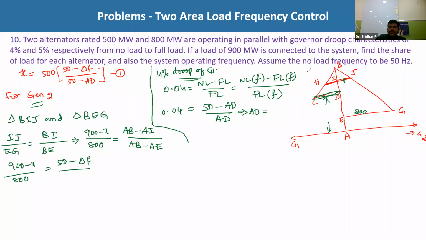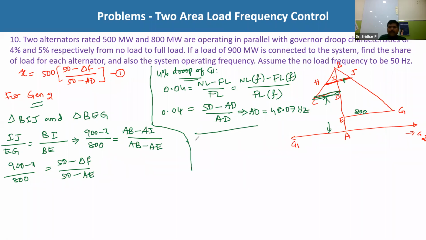Anybody, can you tell me the answer of this AD? 48.07. Okay. Only 2 persons responded. .07, right? Okay. So this is 48.07 hertz. Now AB is again 50 minus AE. Let it be like this. You need not simplify this. Let it be like that and come back to this.